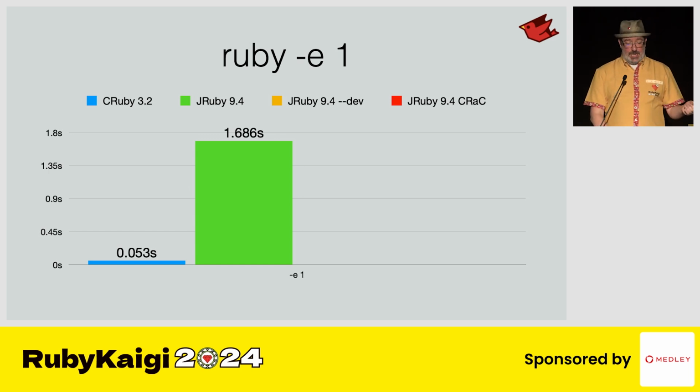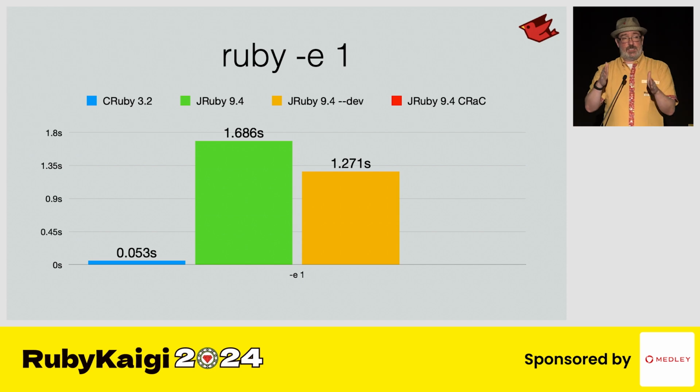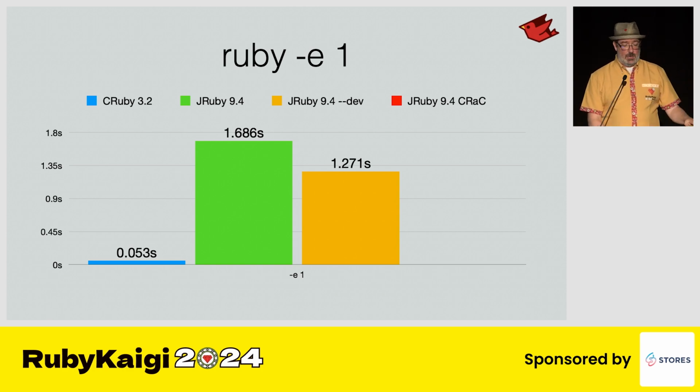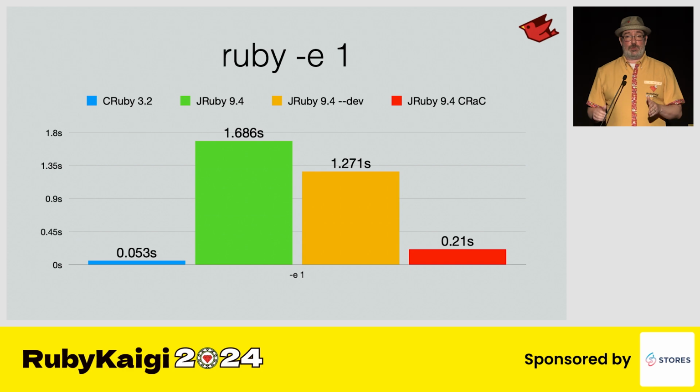So we added a --dev flag. The dev flag turns off most of that optimization pipeline so that we can get to not the fastest code, but fast enough code a little more quickly. And this can make a big difference on a local system. But CRaC is really exciting. The checkpointing and restore feature can really improve this. We start to get close to JRuby levels of startup time.